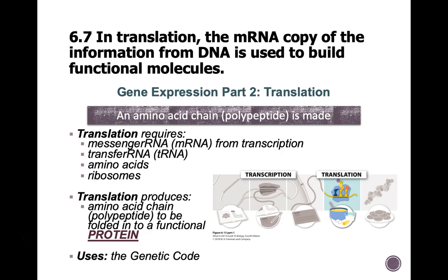So the process of translation requires that messenger RNA that we made in the last step in transcription. It requires a new molecule called transfer RNA, or tRNA. It requires those amino acids that we're going to link together to make a chain, and it requires ribosomes, which are the site of protein production. The process of translation is going to produce an amino acid chain that can then be folded into a protein.